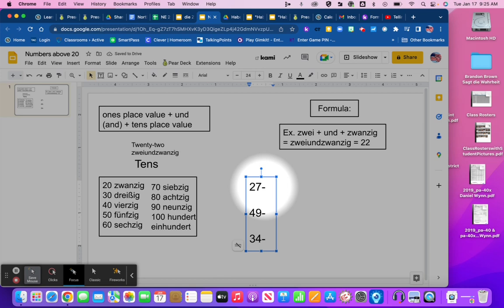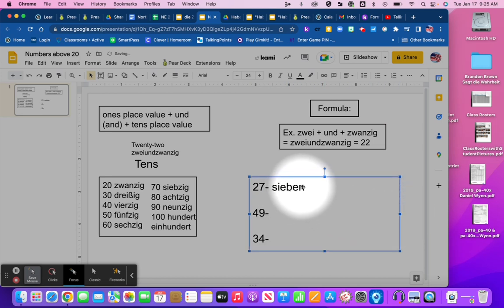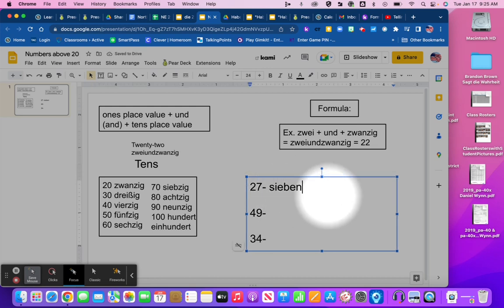How would you write the number 27? Start with the 7. So we have sieben. Let's stretch that out. These words get kind of long. And add und, and our tens number 20. 27 is siebenundzwanzig. Literally, I'm saying 7 and 20. Sounds weird to us, but sounds perfectly normal to a German.